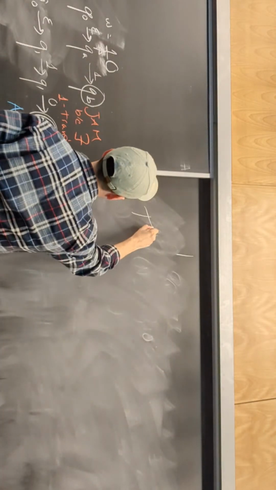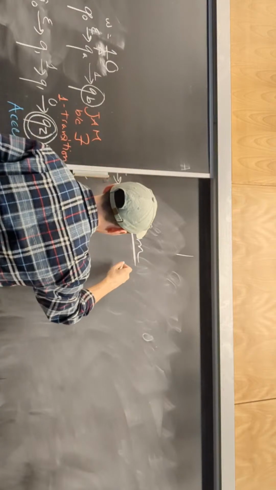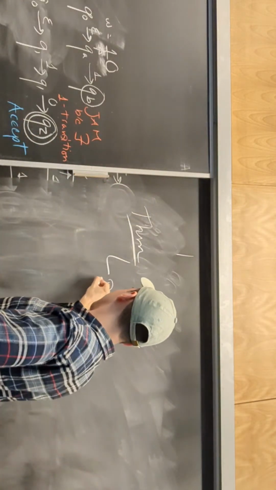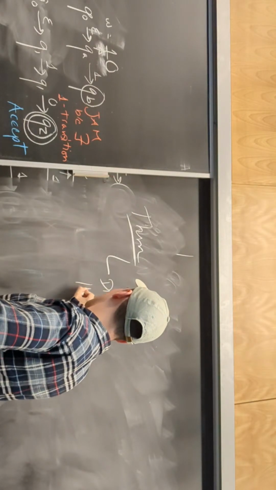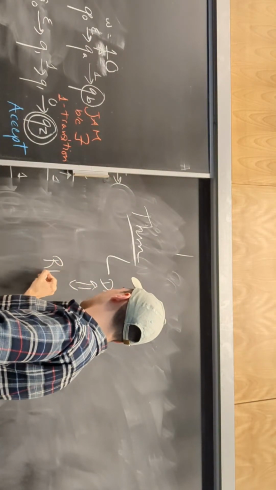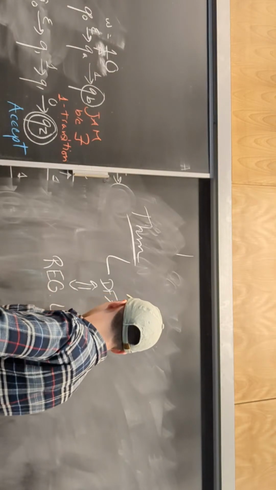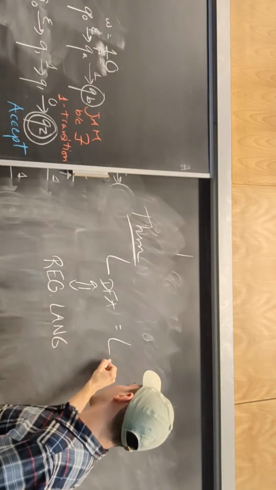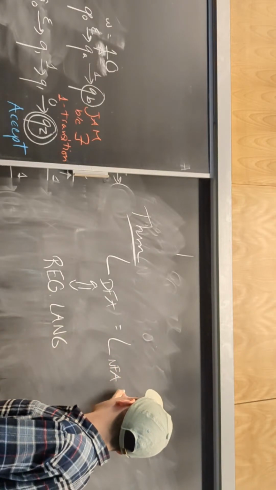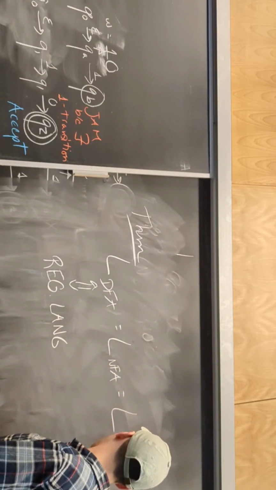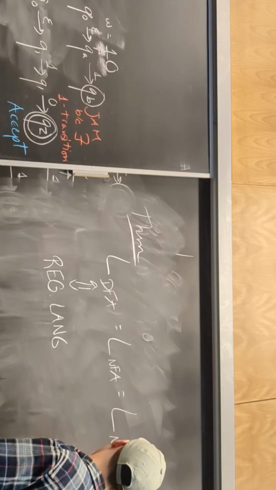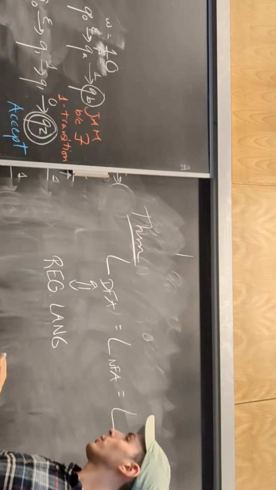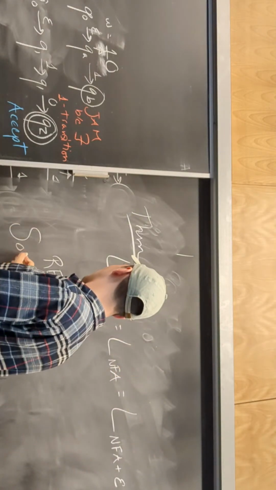is this theorem, which you've seen in class, which is that the set of languages accepted by DFAs, so in other words, the set of regular languages, is equal to the set of languages accepted by NFAs, is equal to the set of languages accepted by NFAs with epsilon transitions. Okay? So what this means, right? So what this means is, right, so what?